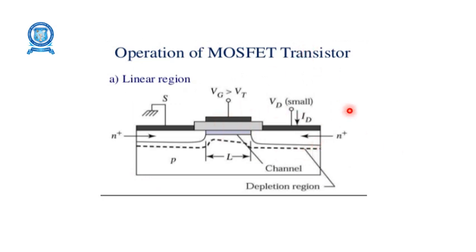Next, the regions of operation. We are having three modes of regions: first one linear, saturation, and cutoff. It depends upon the limitations of voltages, which differentiate each and every region. First one, linear region. In this linear region, the gate voltage is greater than the threshold voltage. Here we are having the channel also. The channel is produced in between the source and the drain.